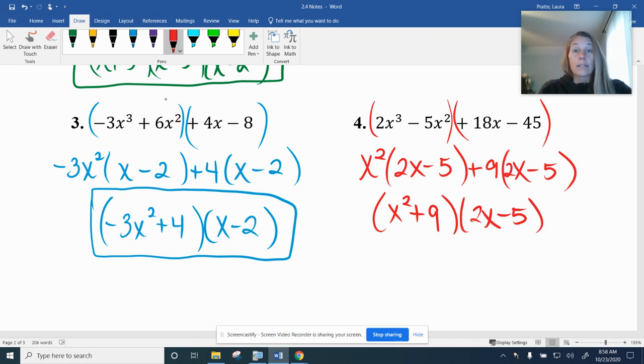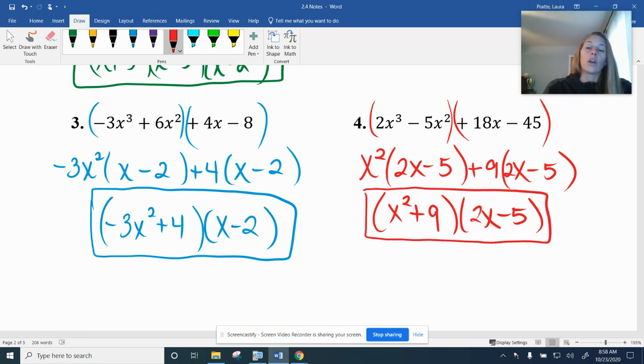X squared plus 9 still has an exponent, so I want to double check and see if there's any more factoring I can do there. X squared and 9 are perfect squares, but there's an addition sign, and there's no such thing as the sum of two perfect squares that's factorable. It's only the difference of two perfect squares, so this is as far as I can go with my factoring.